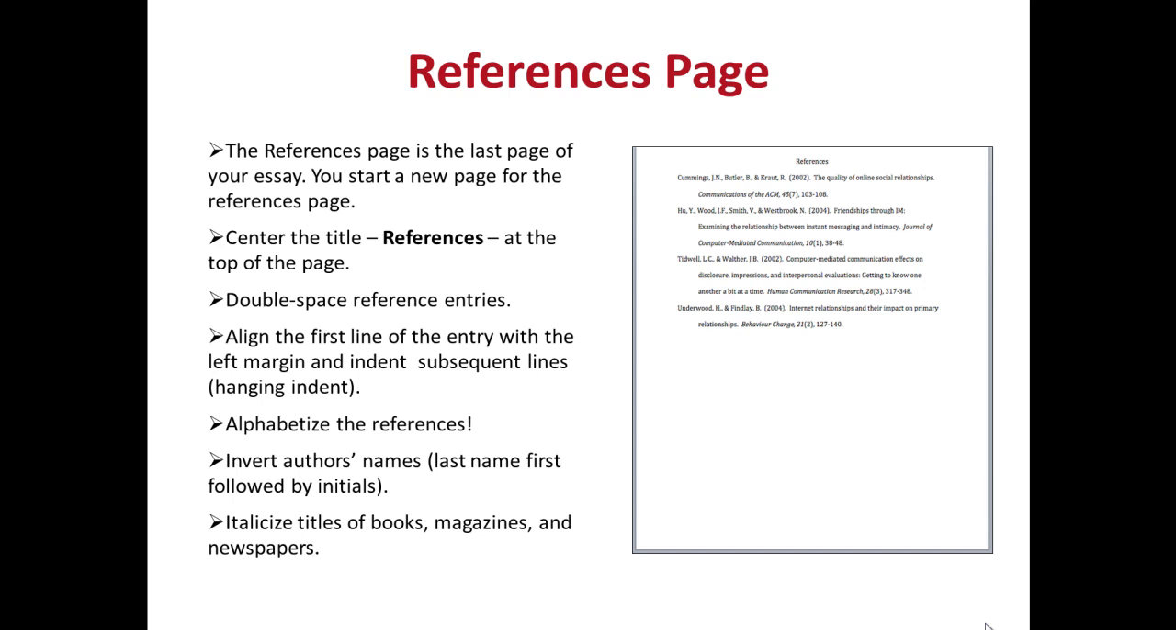Alphabetize your references. Invert the author's name, which means you put the last name first, followed by their initials, and you italicize the titles of books, magazines, and newspapers.